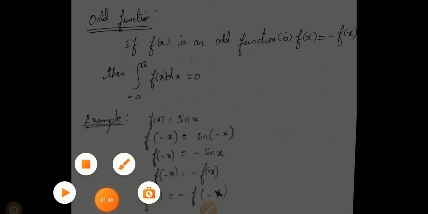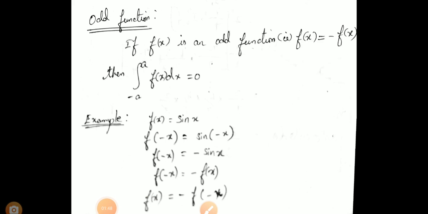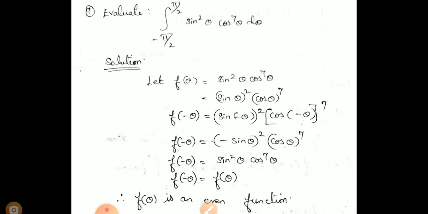So we have seen the definition of even function and odd function. Now we are going to see the problems based on that. Evaluate the integral over minus pi by 2 to pi by 2 of sin squared theta cos power 7 theta d theta. Let us take this as f of x, or f of theta. Here they have given theta in the question itself, so we can take it as f of theta. So let us take f of theta equal to the given term, sin squared theta and cos power 7 theta. So sin squared theta can be written as sin theta the whole power 2, and cos power 7 theta can be written as cos theta the whole power 7.